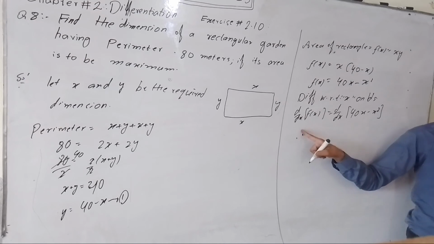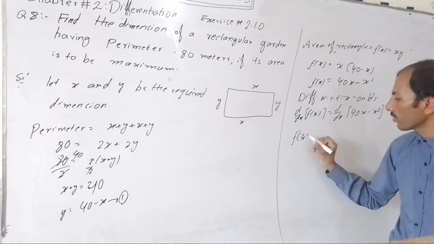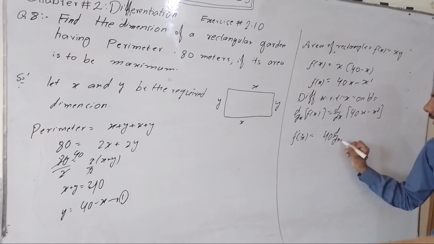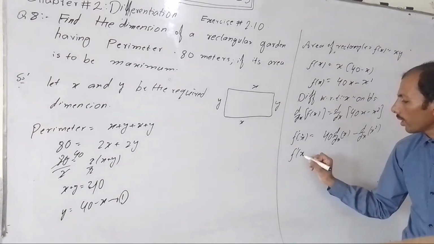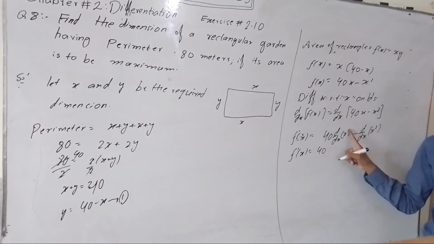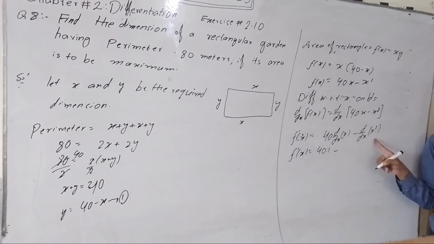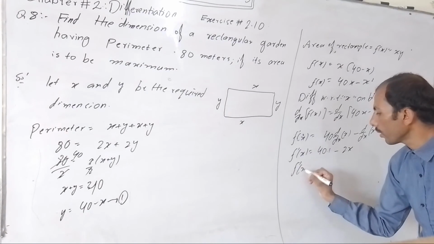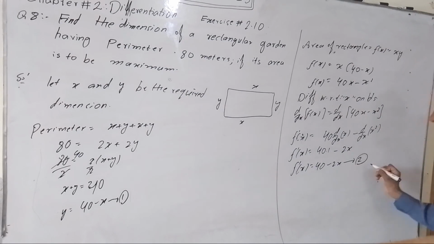Derivative of f of x with respect to x can also be written in the form of f prime of x is equal to, further differentiating, 40 into derivative of x with respect to x minus derivative of x square. f prime of x is equal to 40, derivative of x with respect to x is equal to 1, minus derivative of x square with respect to x is equal to 2x. f prime of x is equal to 40 minus 2x. Equation number 2.